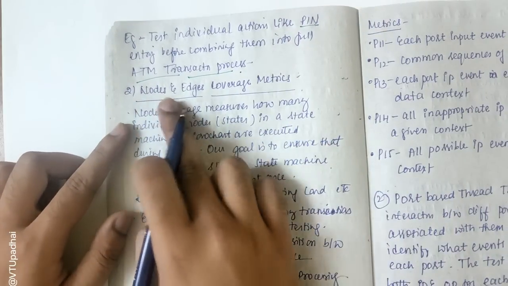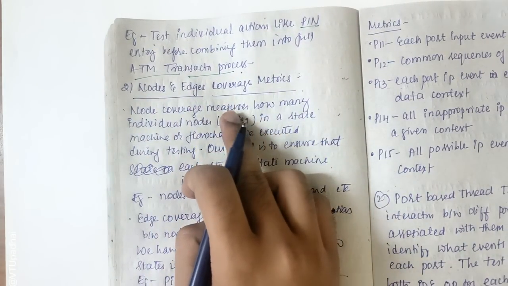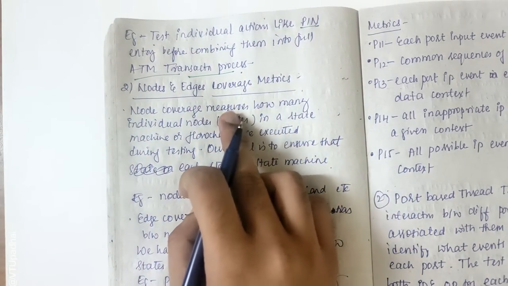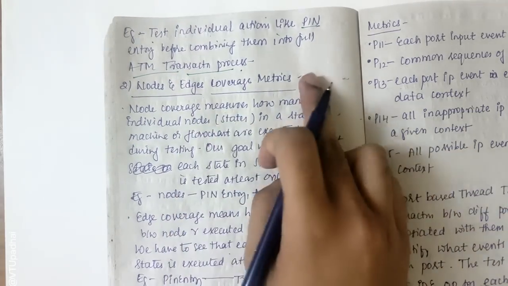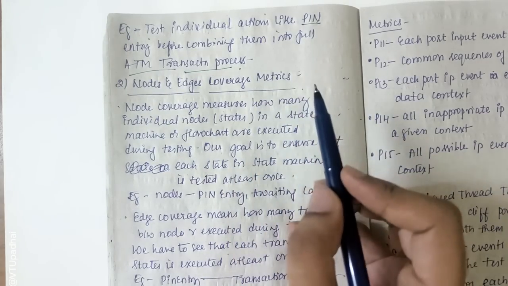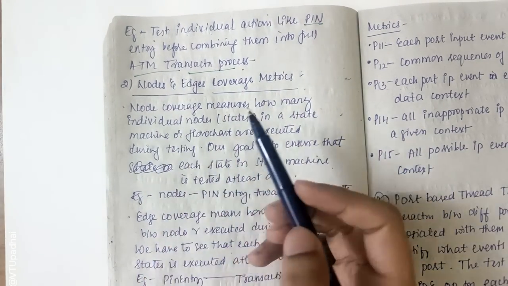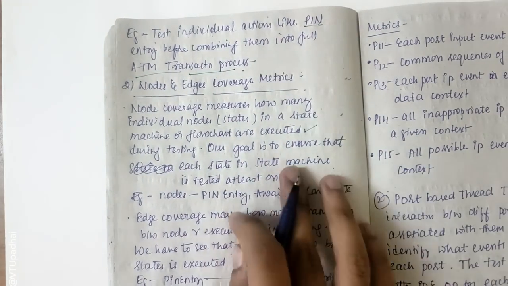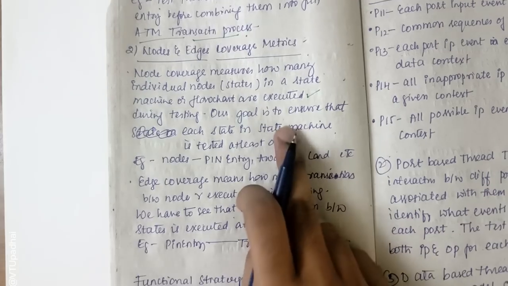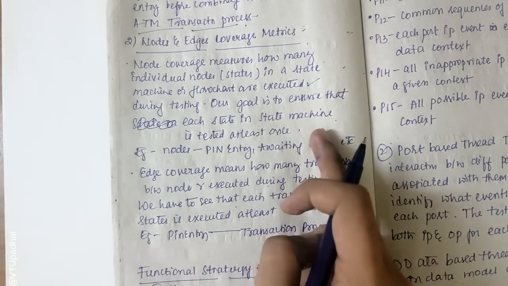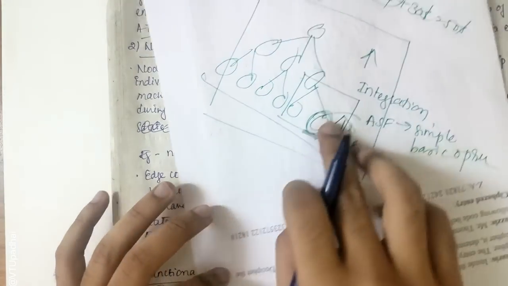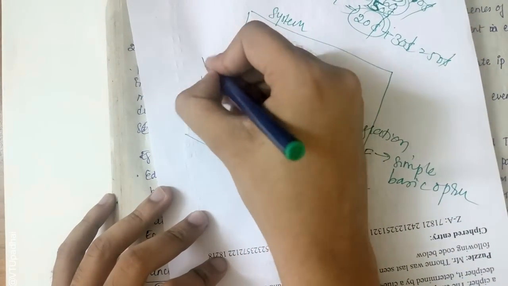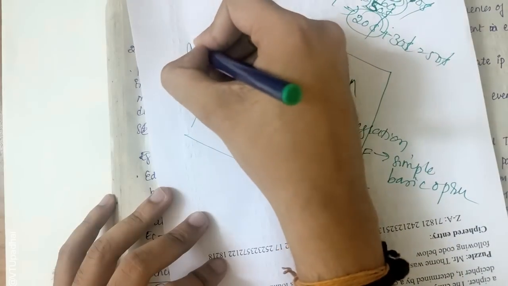Next I have the nodes and edges coverage metrics. In node coverage, we keep a measure of how many of the individual nodes, which refer to the states, in a state machine or flowchart are executed. So during testing, our goal is to ensure that each state in a state machine is tested at least once. So looking at this diagram, we have to ensure that each of the nodes here should be tested at least once.